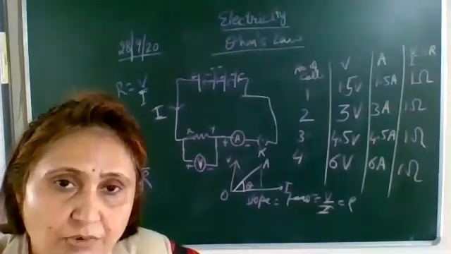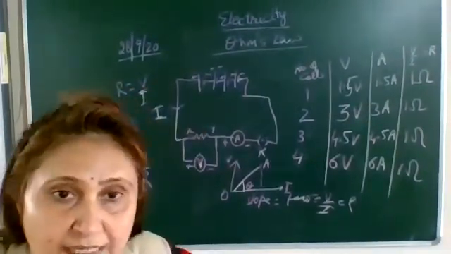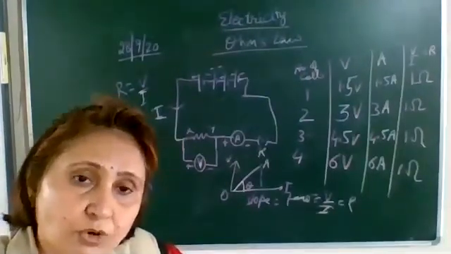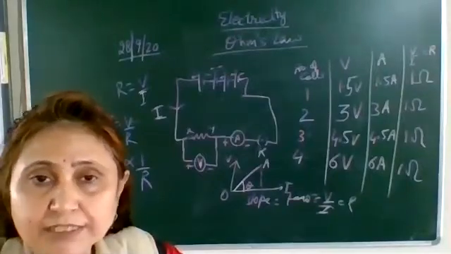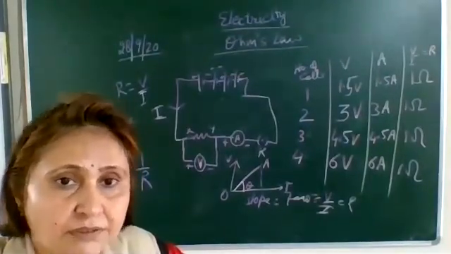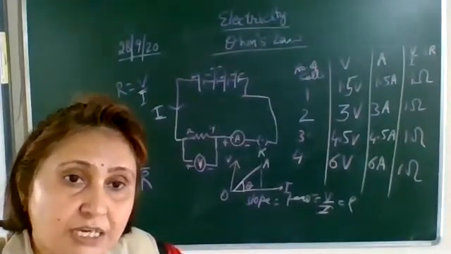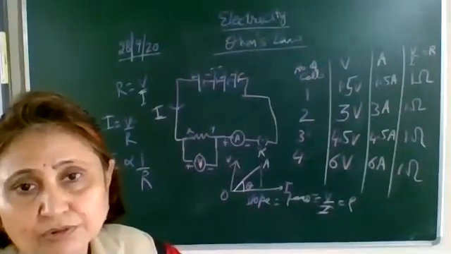Whatever we have studied in this chapter, the first topic is: what is an electric circuit? Electric circuit means the closed and continuous path of flow of electric current, that we call an electric circuit. Then we have defined current. What is current? It is the flow of the charges. Which charges flow? Electrons flow.